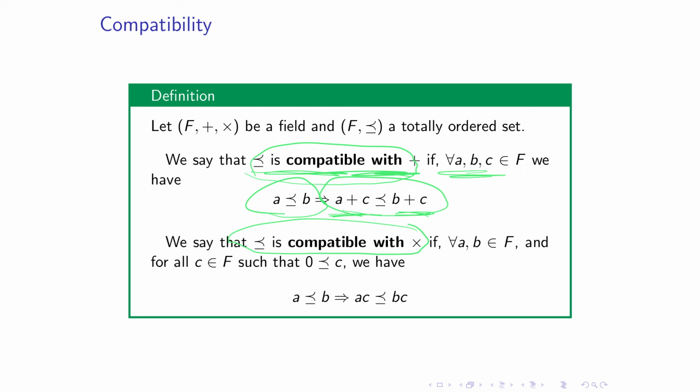For multiplication, we specify that that third element C has to be non-negative. Well, at least that's what we're going to call this eventually. Here I'm saying that 0 pre-seqs C, but eventually we'll understand that that is the same thing as saying that C is non-negative. So long as C is non-negative, then you can effectively multiply to both sides of the pre-seq relation. So with A pre-seq B, it follows that AC pre-seq BC.